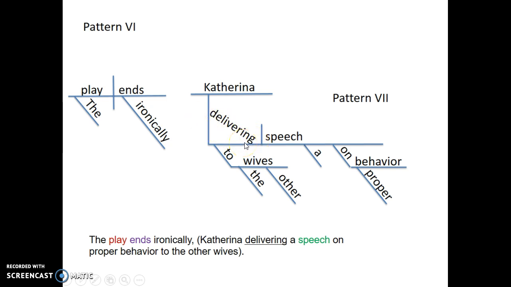And then we treat it as a verb and say it's an action verb. So delivering what? Delivering a speech is the direct object for the verb. To whom? To the wives, to the other wives, is the prepositional phrase that goes below the verb. And what is the speech about? On proper behavior modifies speech, so it goes below that. We do have a verbal, so this one needs a sentence pattern identification. Deliver is an action verb. Speech is a direct object, so this is going to be pattern 7.